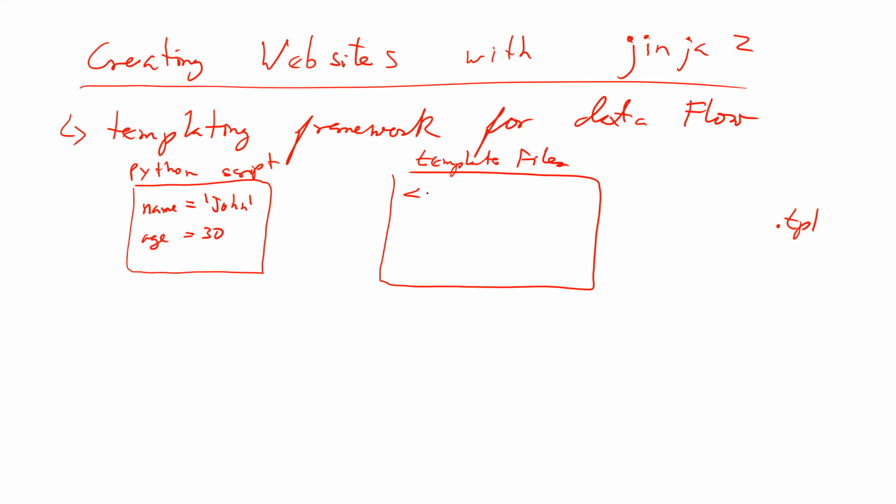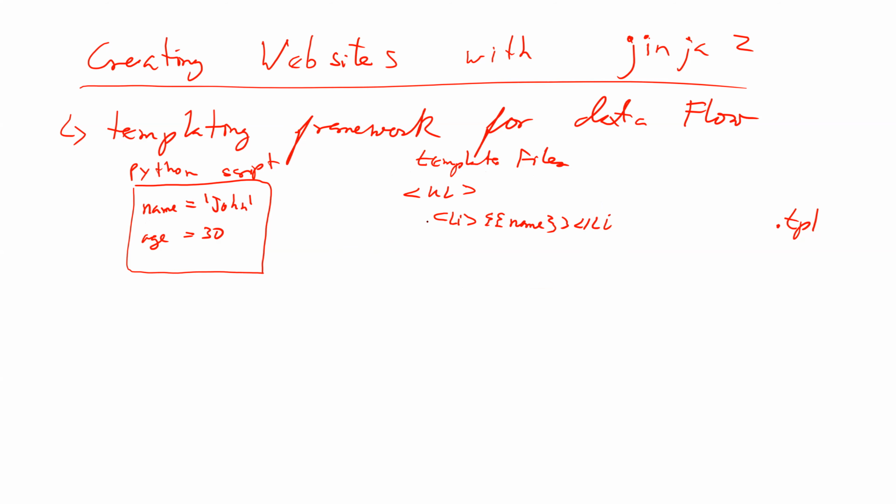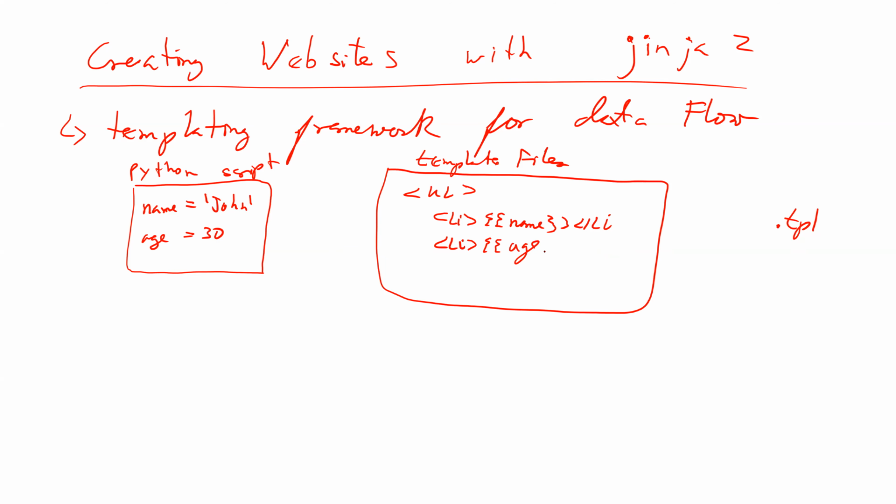Right? And they're going to have something like this. They're going to be UL, so that's basically HTML, LI, and then in here they'll have a parameter called name. And if you notice, this parameter is the same parameter, right? So they're the same. And then you're just going to close it. And then you might have another LI, and that's just age. And then you close UL. So this one's the template, right?